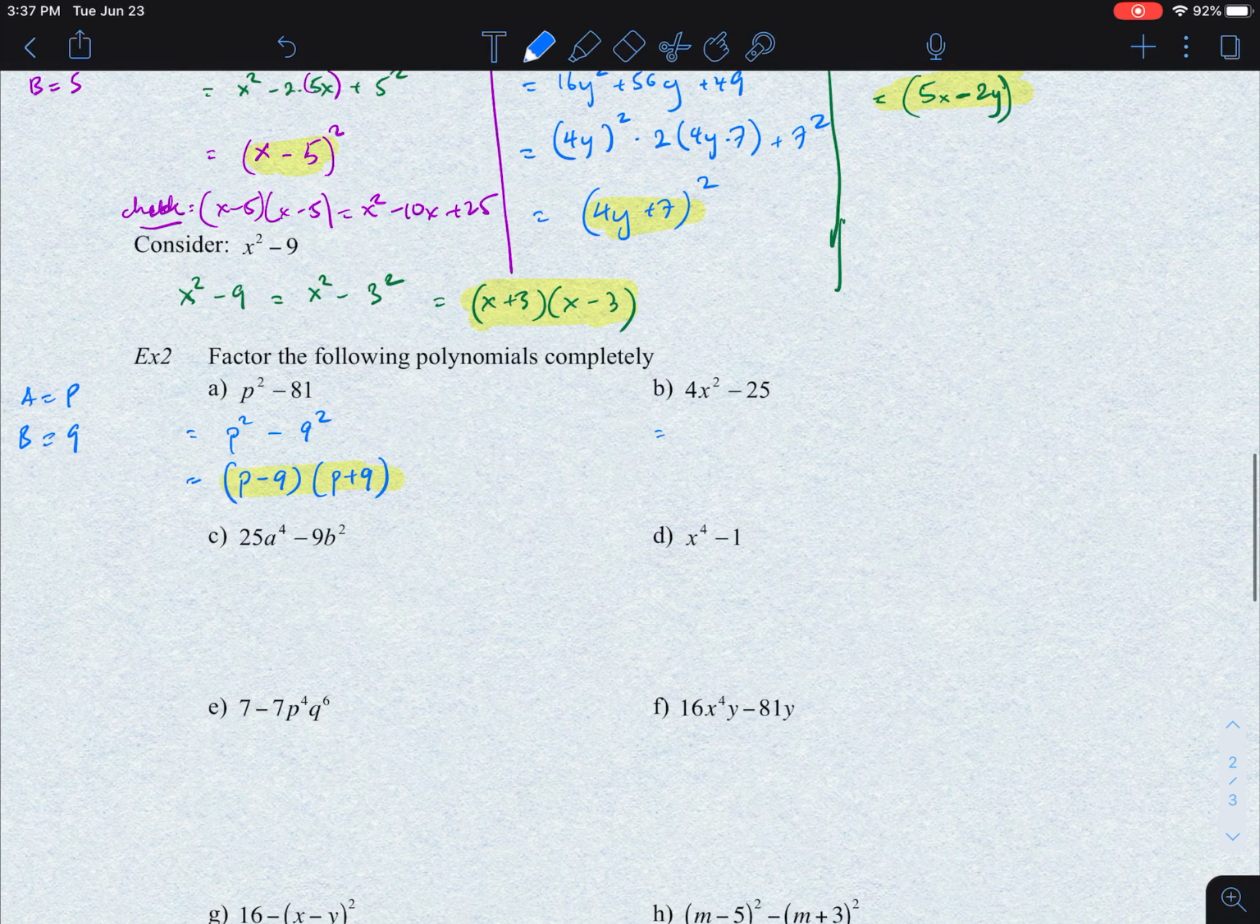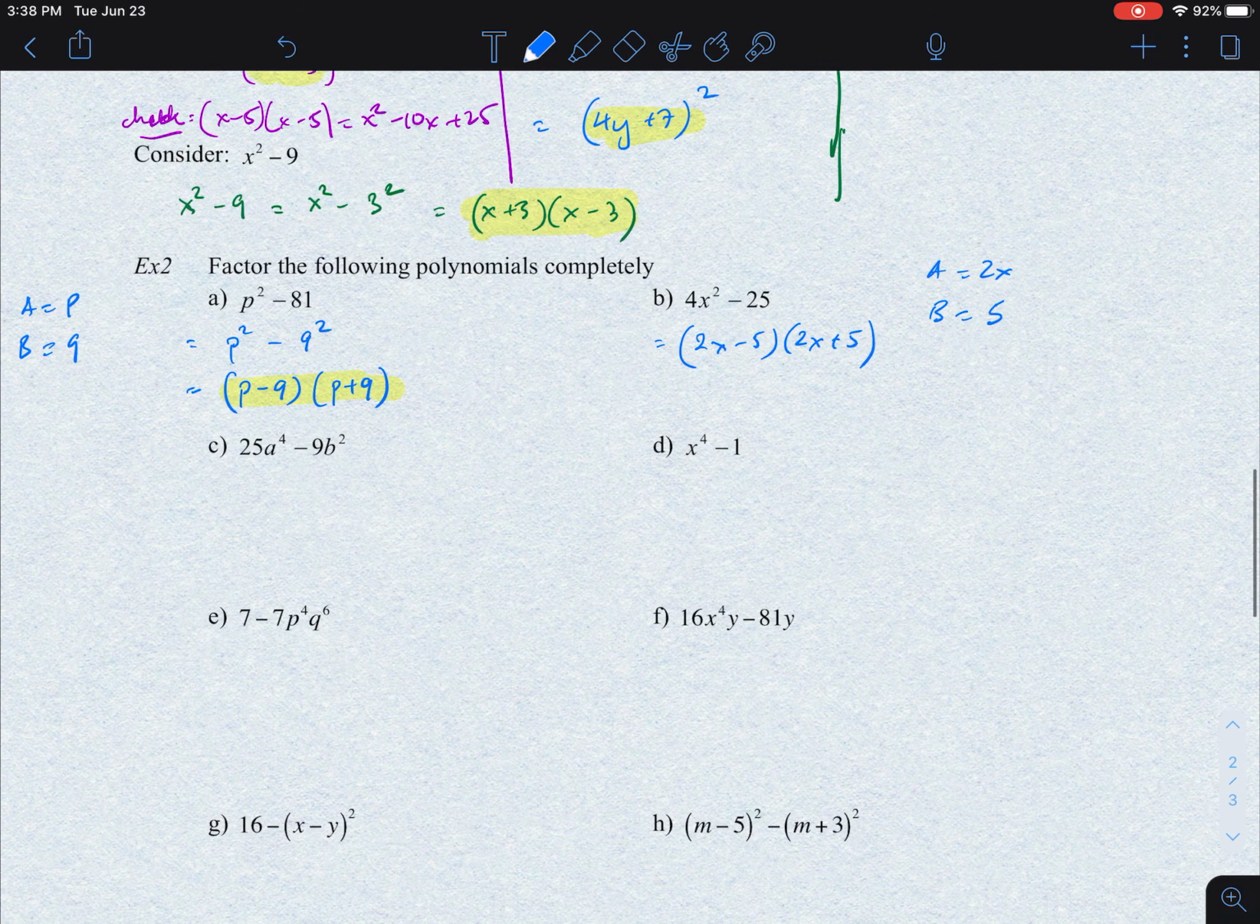And then here, a in this case is going to be 2x, and then our b is going to be phi. So we have 2x minus phi, and then 2x plus phi. Okay.